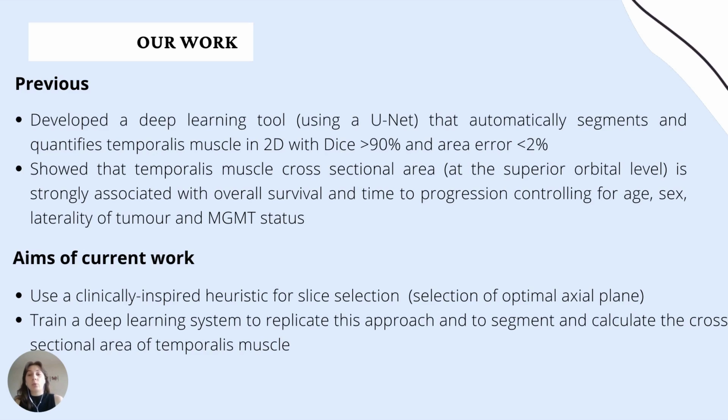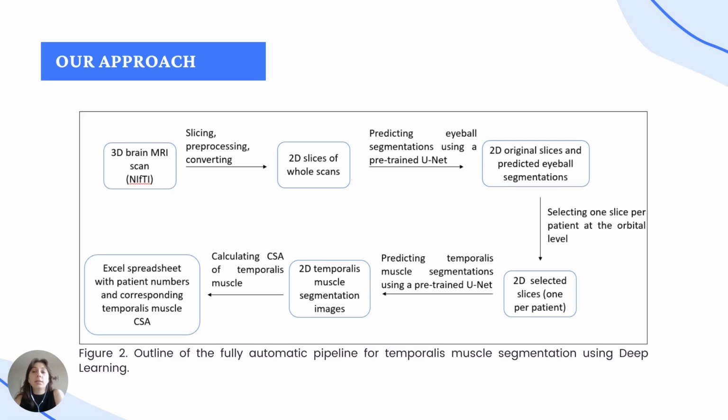We wanted to use eyeball as a landmark for selection of an axial plane for temporalis muscle segmentation. In previous work, we had to manually select the slice in which we wanted to segment the muscle. Thus, we aim to train a deep learning system to replicate this approach, and then to segment and calculate temporalis muscle cross-sectional area. This is an outline of our fully automated pipeline.